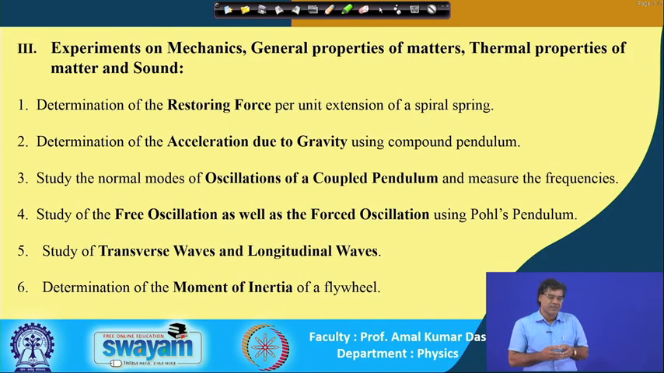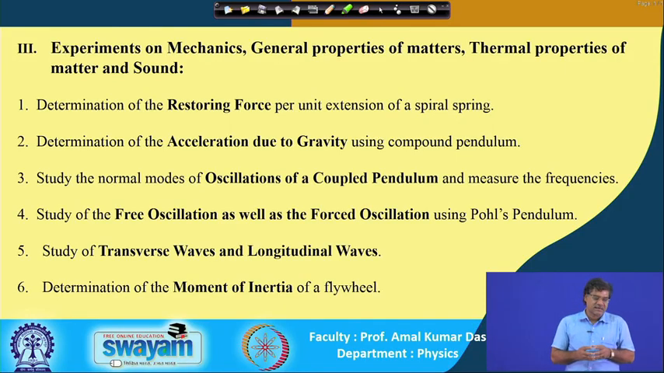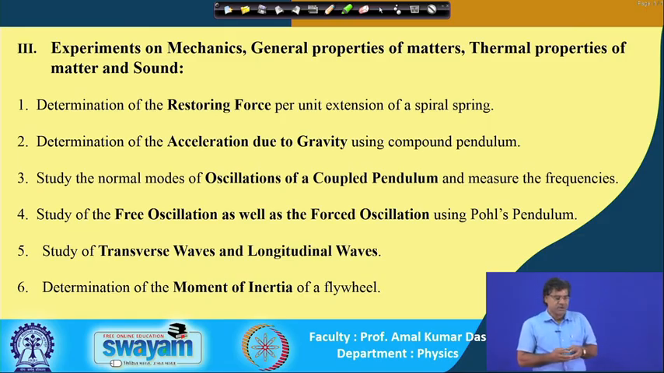Then second experiment, determination of the acceleration due to gravity using compound pendulum. Okay. So, g, the acceleration due to gravity. Okay. So, this is the universal constant. So, how to determine this universal constant using the compound pendulum. So, that experiment we will demonstrate.